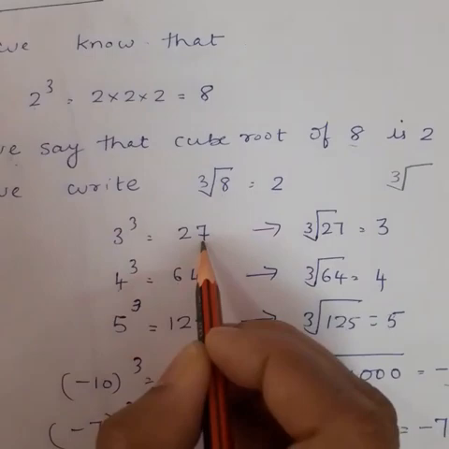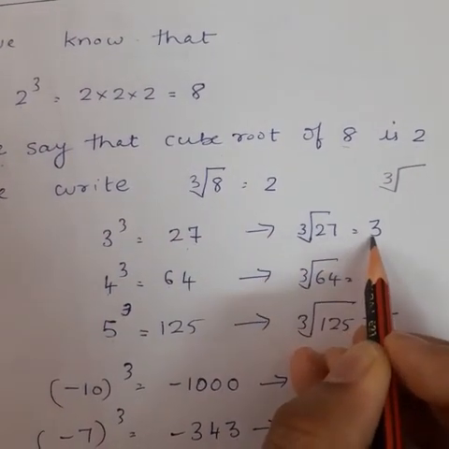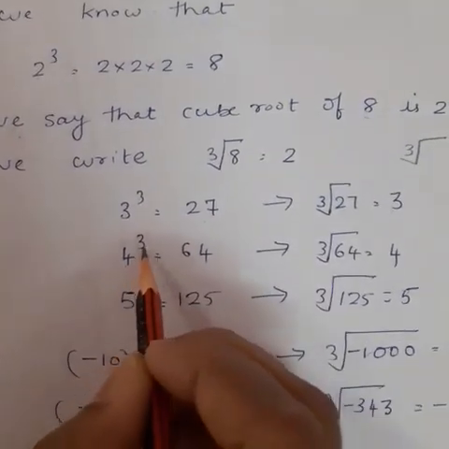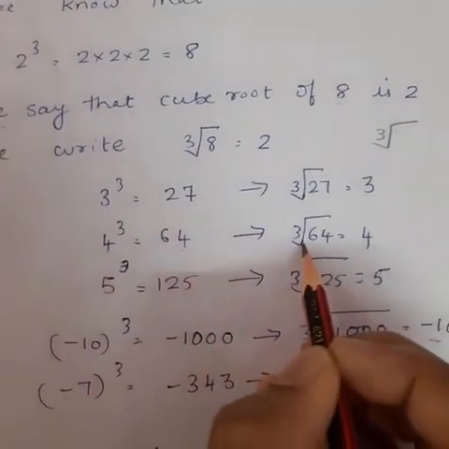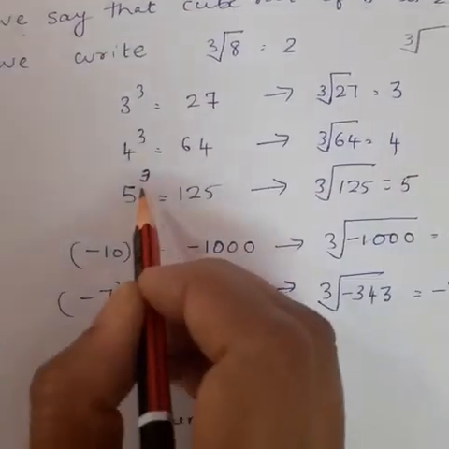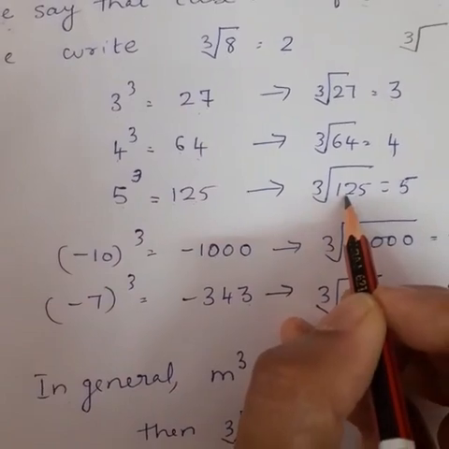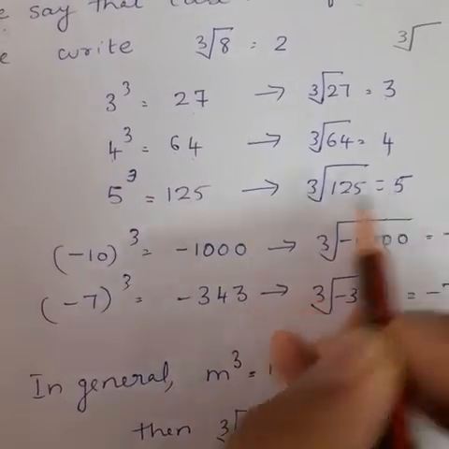3 cube is equal to 27. That means cube root of 27 is equal to 3. 4 cube is equal to 64. That means cube root of 64 is equal to 4. 5 cube is equal to 125. That means cube root of 125 is equal to 5.